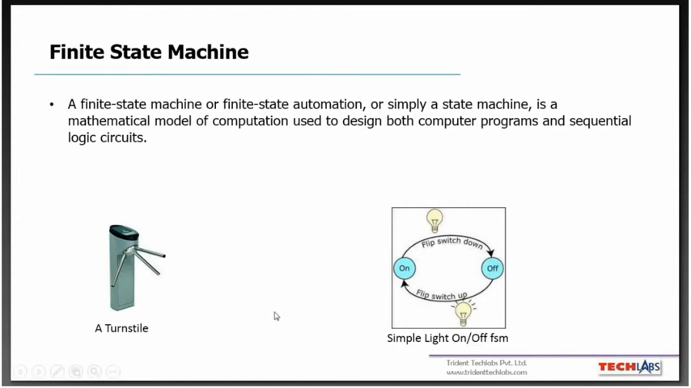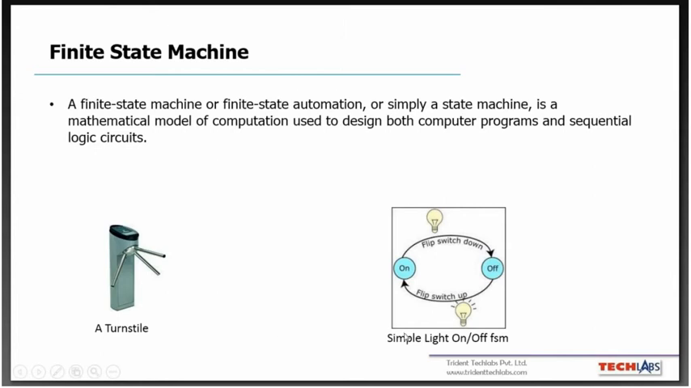Here I have two examples. One is a turnstile. A turnstile is something you would typically have seen in metros or bus stations, where after you show your ID card or pass or insert the currency, the turnstile turns by a particular degree. So we can say that inserting a coin is one state and rotating is another state. So it is a simple FSM.